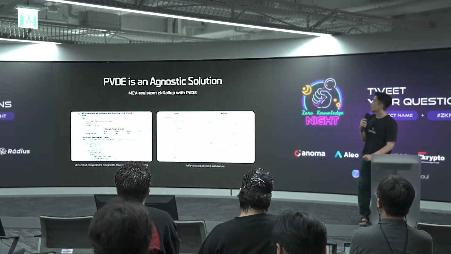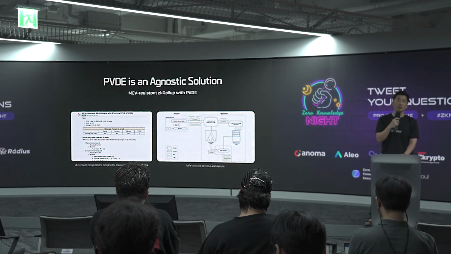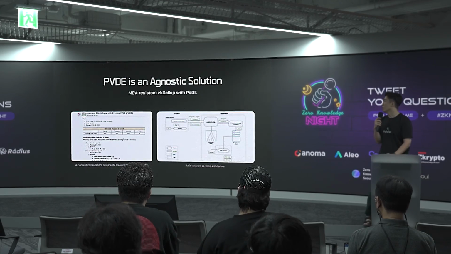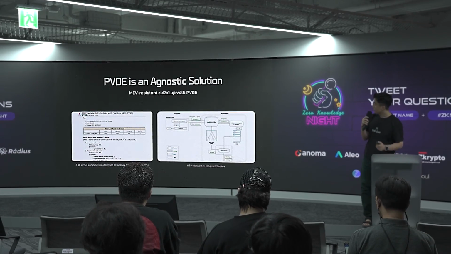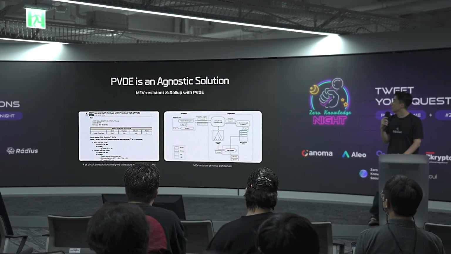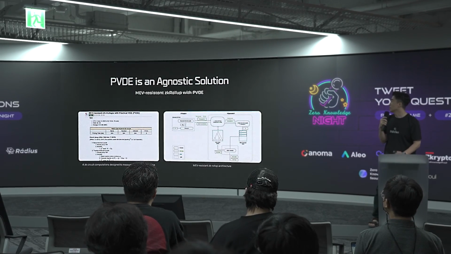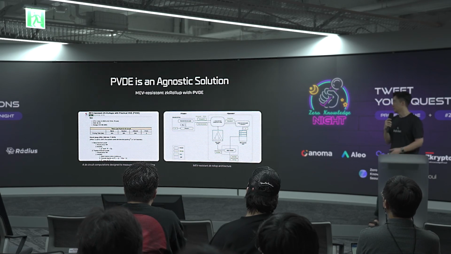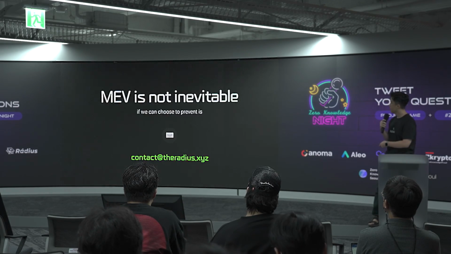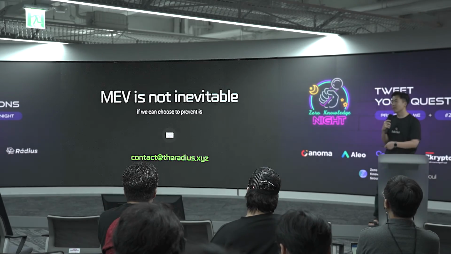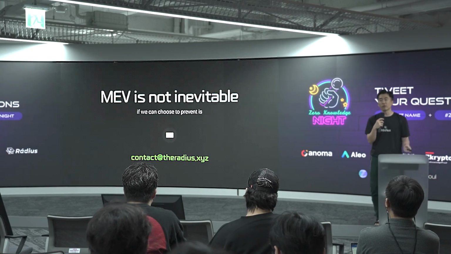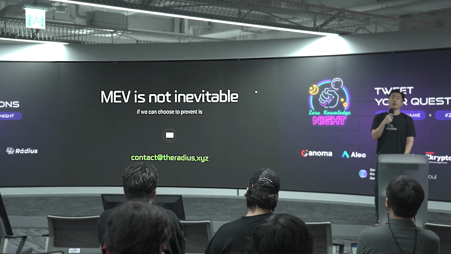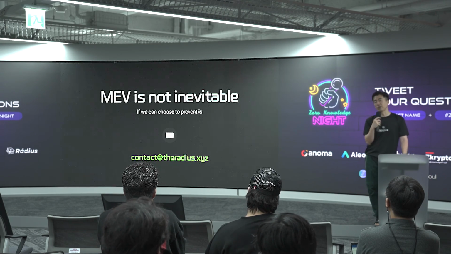Okay, and then lastly, we published technical articles on the Ethereum Foundation research community. So you can check out that we made some architecture for MEV resistant ZK rollup with practical verifiable delay encryption. So we believe that MEV is kind of controversial these days, but we believe that MEV is not inevitable if we can choose to prevent it.